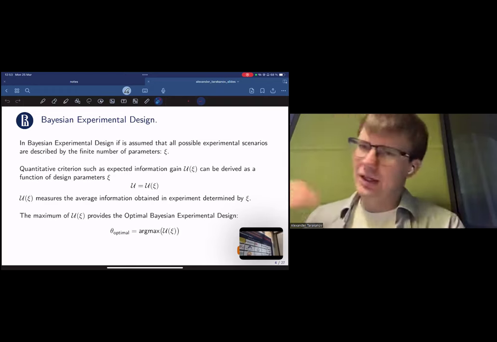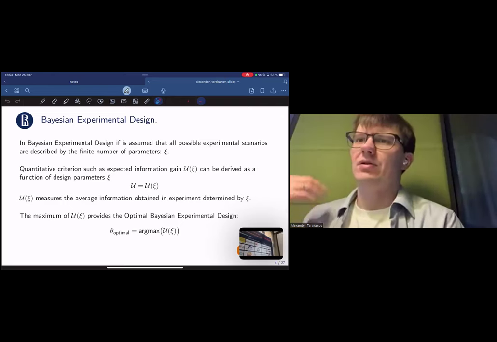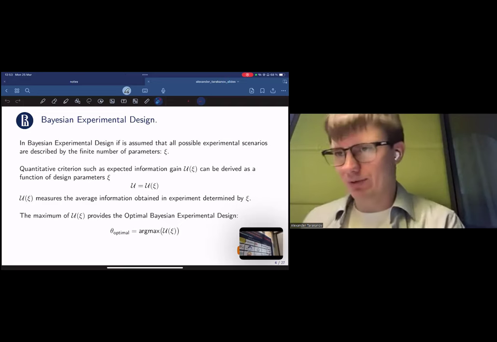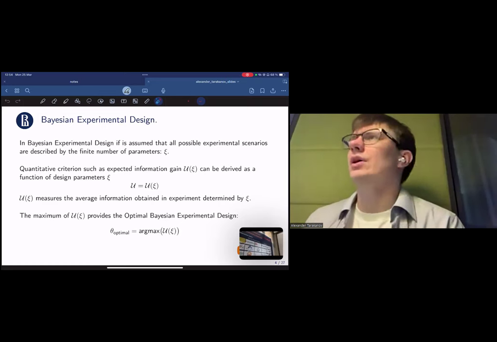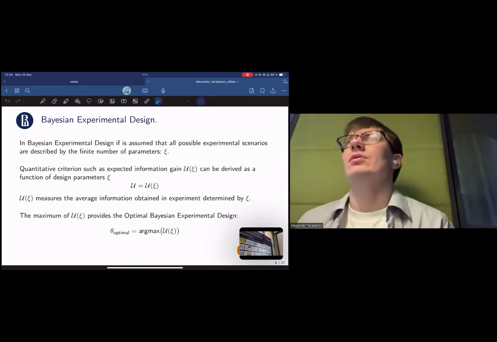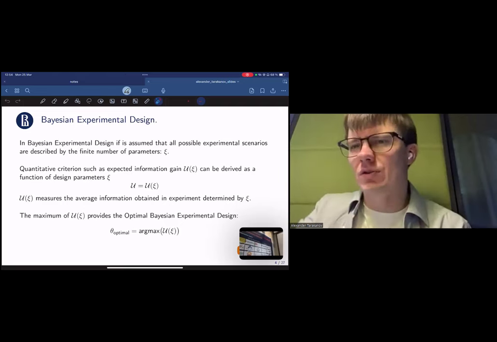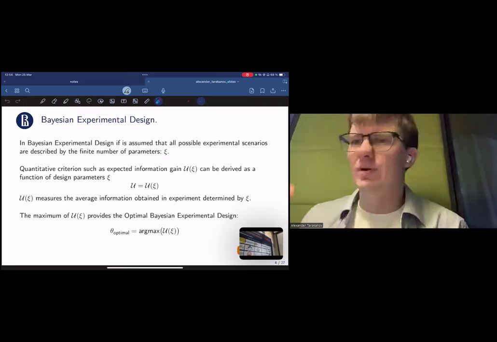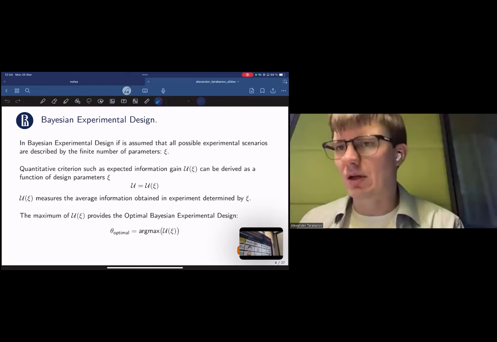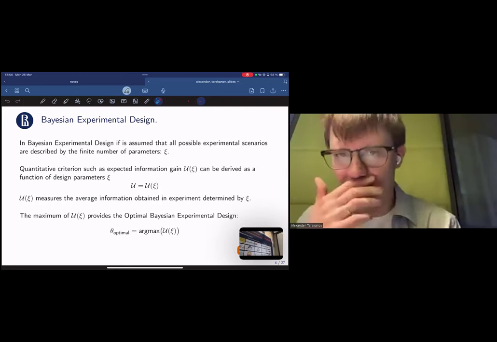In Bayesian experimental design, you utilize probability theory to quantify the amount of information that you get from a single measurement. Then you do some fancy mathematics to figure out how to quantify the average amount of information that you will get with the given experimental setup, which is controlled by the parameter vector psi. You have some parameters that determine the experimental setup of your data acquisition system. One of the simplest examples is just the location of sensors.